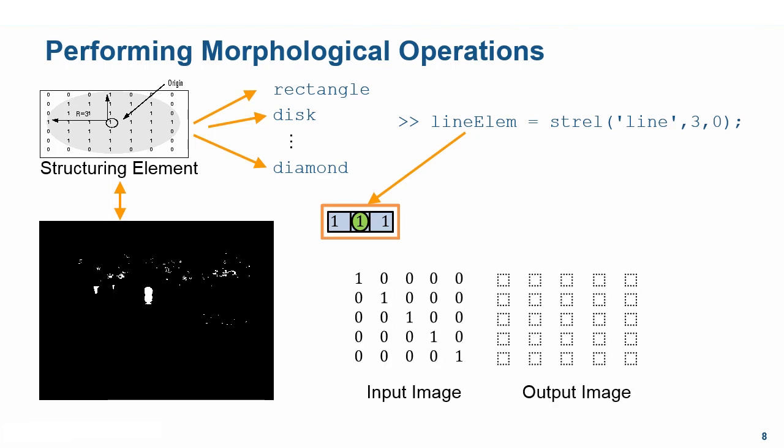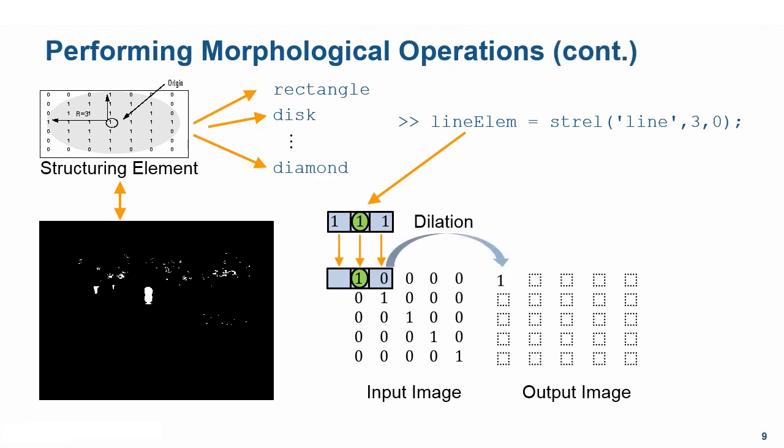Next, we slide this element over an input image to compute the resulting output image. Here, the green circle denotes the origin of the element, and the rest of the pixels are in the neighborhood. Now let's compare this to the first element of the image by lining up the origin with the first element of the input image. Based on this comparison, we could do several different types of morphological operations to obtain the output image.